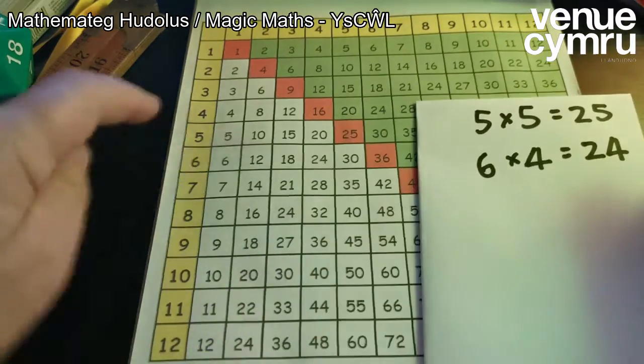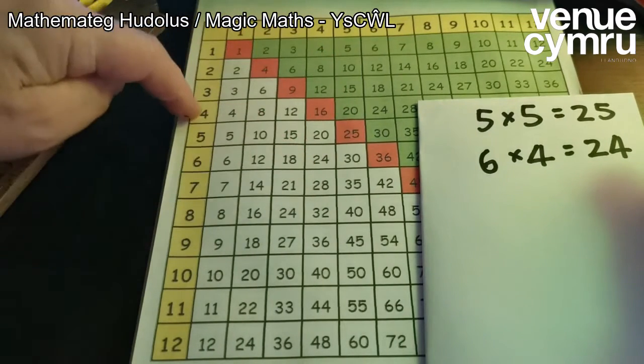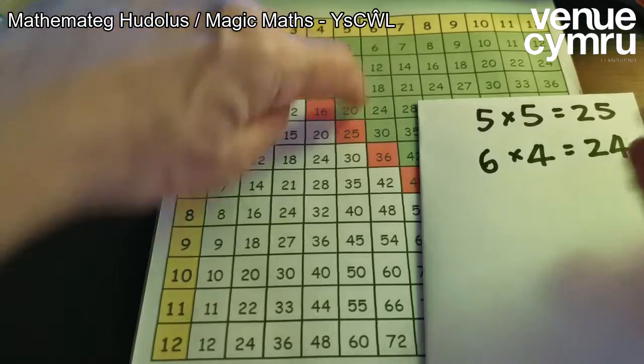24. Let's check that. Look, 5 times 5 is 25. 6 times 4 is 24. Or if you like, 4 times 6 is 24. I'll do it with another one.